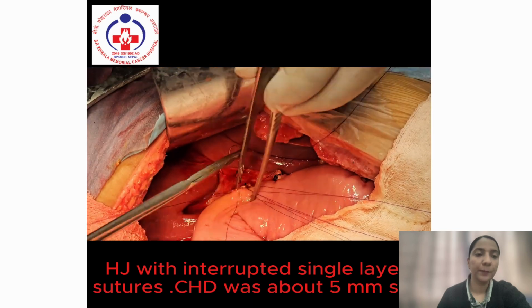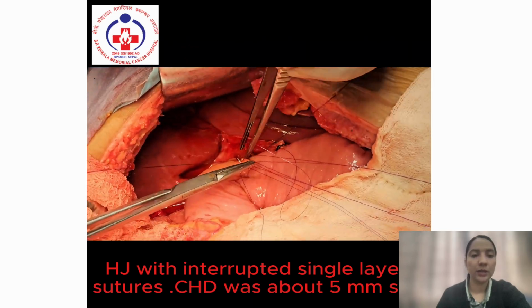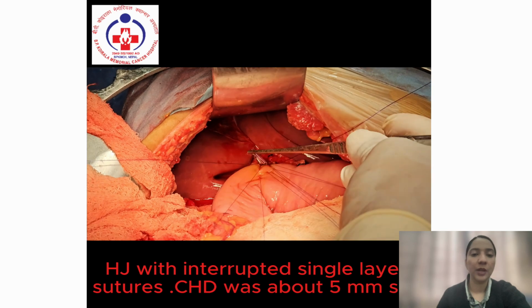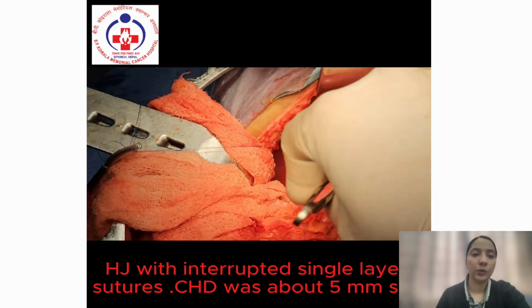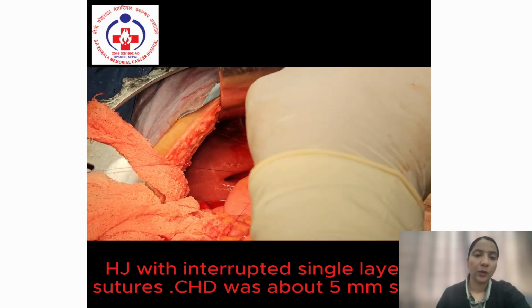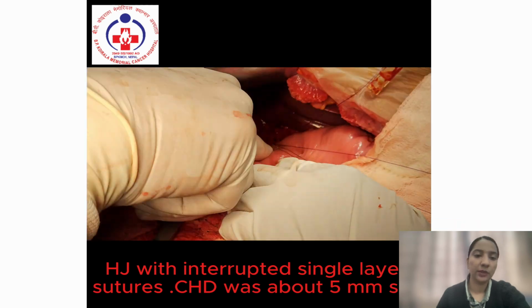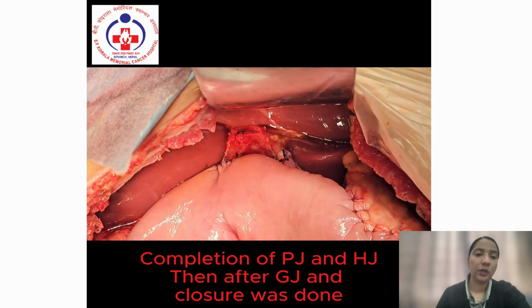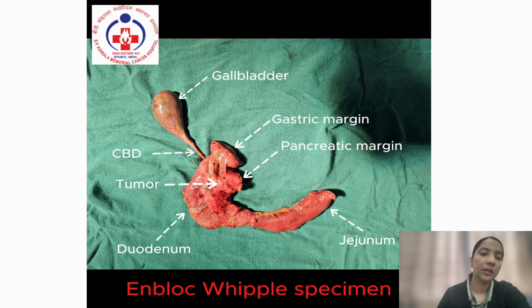With the hepaticojejunostomy, in this case the size of the duct was very small, about 5 mm in size. Thus we decided to go with an interrupted single layer suture, and we also kept the stent because the common hepatic duct was very small. After the completion of P-J and H-J, we did the gastrojejunostomy, and the closure was done. And this is the en bloc specimen that we retrieved after the procedure.